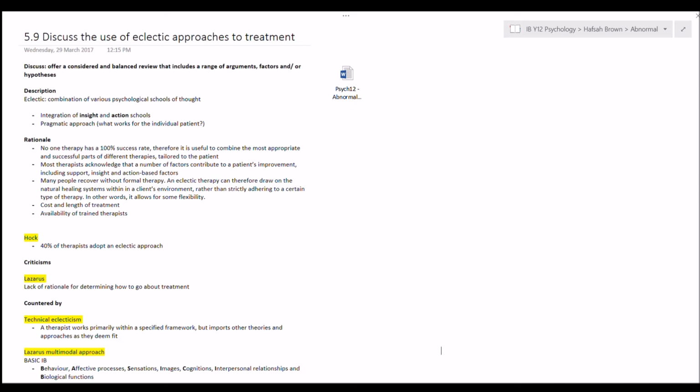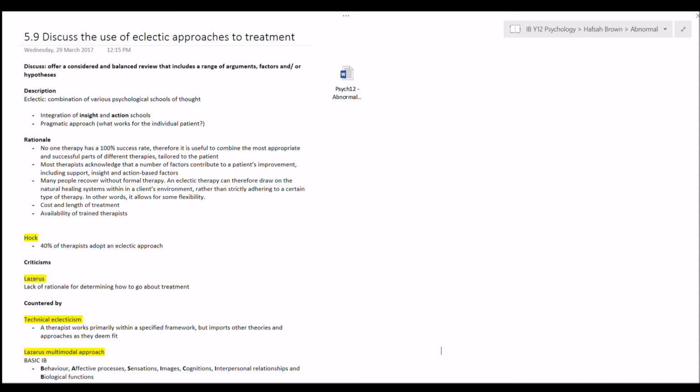It also can reduce the cost and the length of a treatment, and there may not be trained therapists available in specific therapies, so having a therapist that can do a lot of things is more practical. A little bit of research. Hock estimates that about 40% of therapists adopt an eclectic approach.